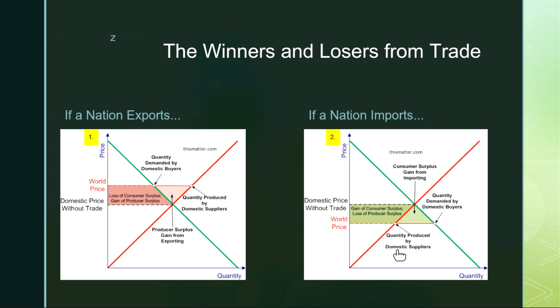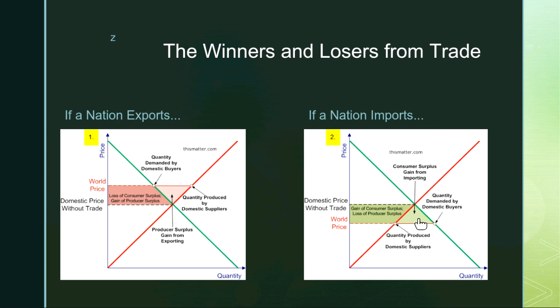And similar to how producers gained from the consumer surplus when they exported, in the case of importing, consumers gain producer surplus. And so this darker green section is the gain of consumer surplus and the loss of producer surplus.